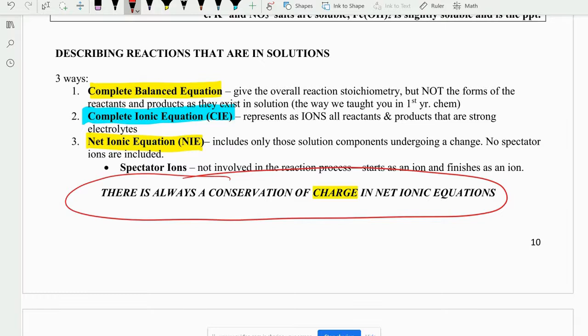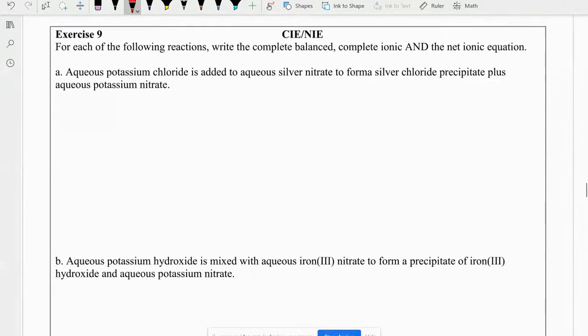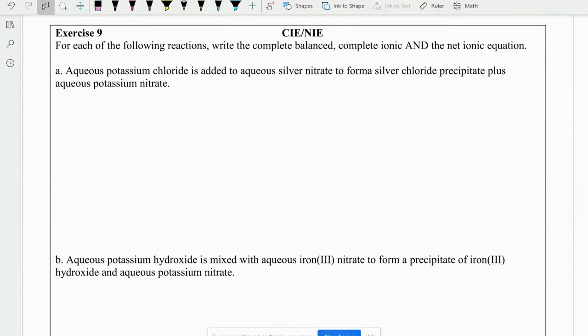If that's a little confusing to you, fear not. We're going to go ahead and do an example in exercise 9. So make sure you have your solubility rules out, because you always need your solubility rules when you're doing precipitation reactions. Okay, it's asking, for each of the reactions below, write number 1, the complete balanced reaction. That's the first thing we're always going to do. And then from that, you're going to determine and write the complete ionic equation. You're going to determine your spectator ions and then write your net ionic equation.